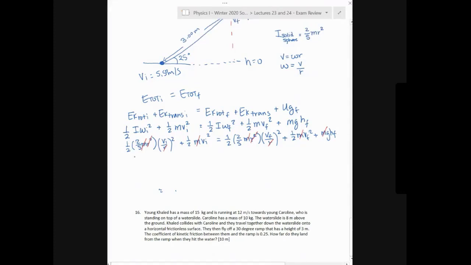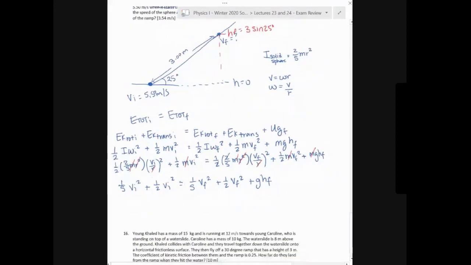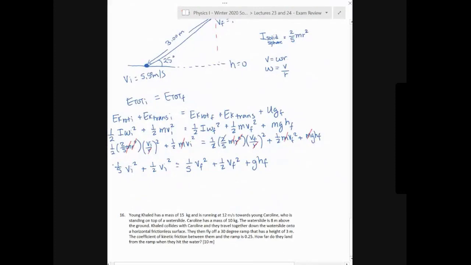So now I have 1/2 times 2/5, so that's 2 over 10 v initial squared plus 1/2 v initial squared equals, oh, sorry, I'm going to replace that with just saying 1 over 5, so it's nicer. 1 over 5. And then on the right side, my 2s can cancel, so I get 1 over 5 v final squared plus 1/2 v final squared plus GH final. And I'm solving for that V final. So we'll put these together. 1/5 plus 1/2 is like saying 2/10 plus 5/10, which is 7/10. V initial squared equals, on the right side, it's the same thing, 7/10 V final squared plus GH final.